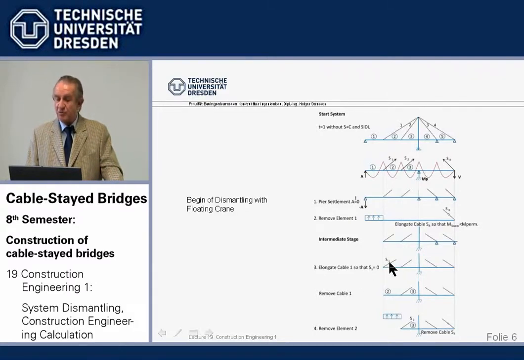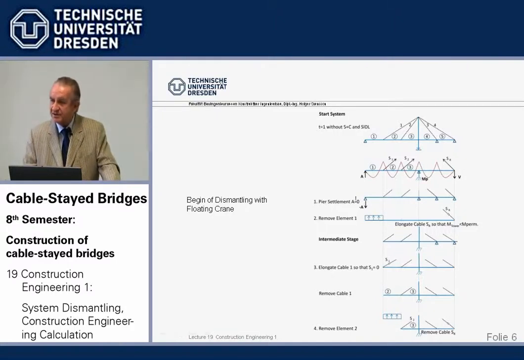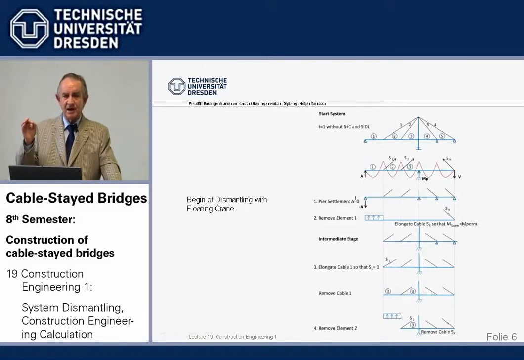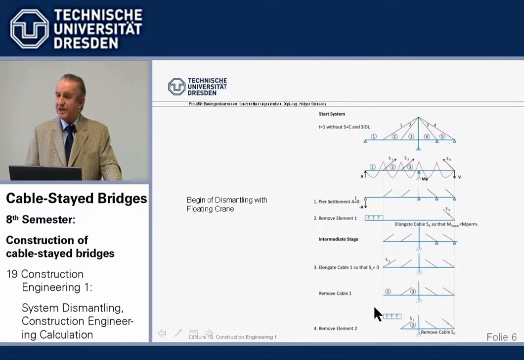Then, next step, we elongate this cable by such an amount that the cable force under this permanent load stage becomes 0. Elongating the cable, you understand, in Germany we would say, for example, spreizen. The cable is cut and it's lengthened by such an amount that the actual cable force we have at this stage becomes 0. Once we have done that, we can then remove the cable from the computer system, just taking it out, because it has no force. We can only take out something which is forceless.